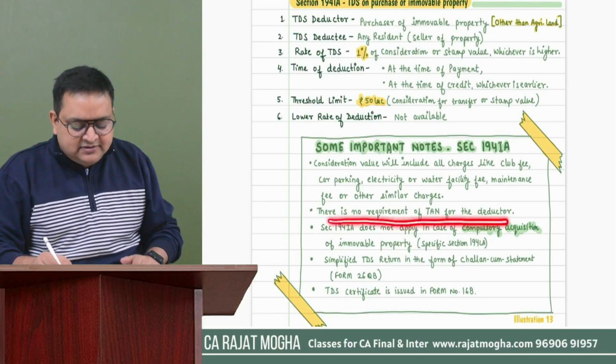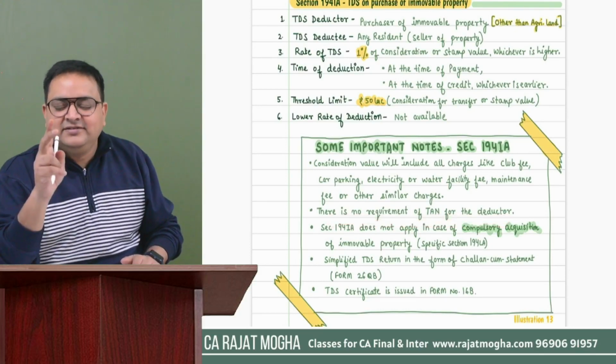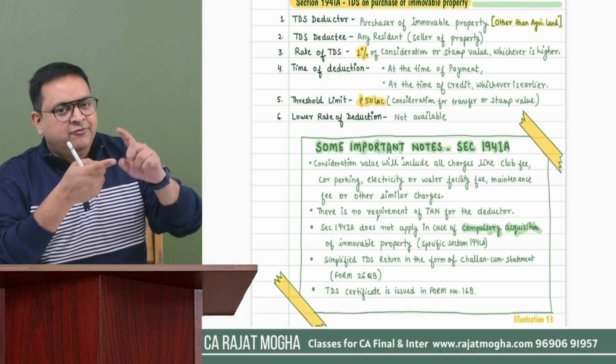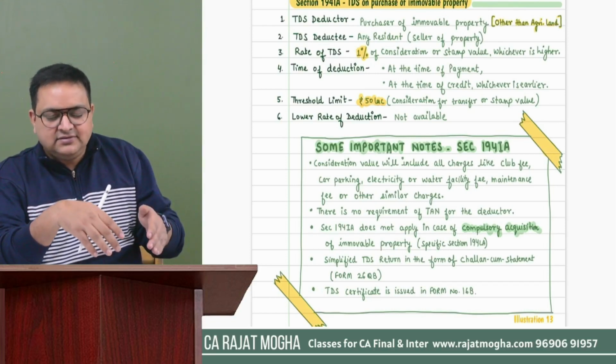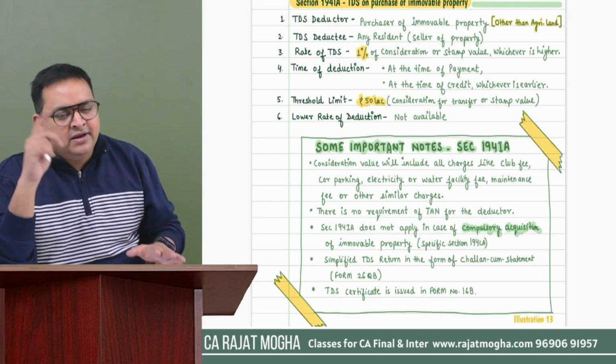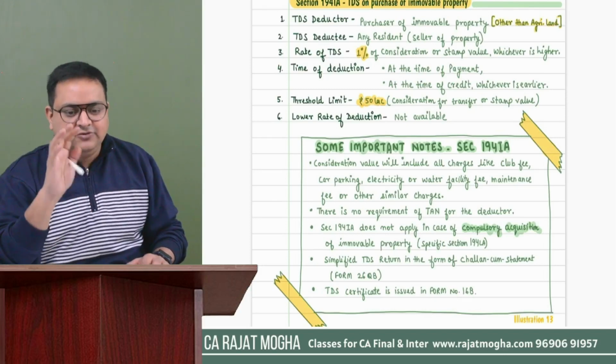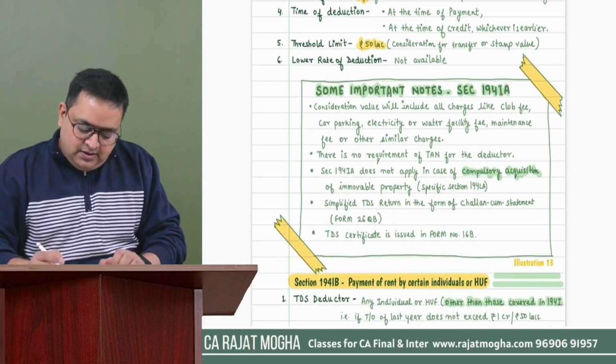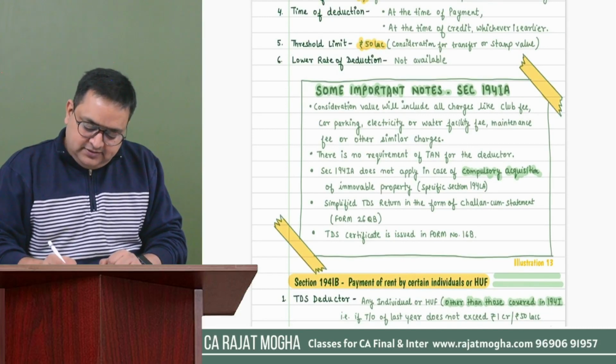This I have already discussed, that there are 3 sections where TAN is not required. 194IA, which we have just discussed, and then I'll be discussing 194IB, TAN is not required, and in 194M, TAN is not required. Okay. This I have discussed.